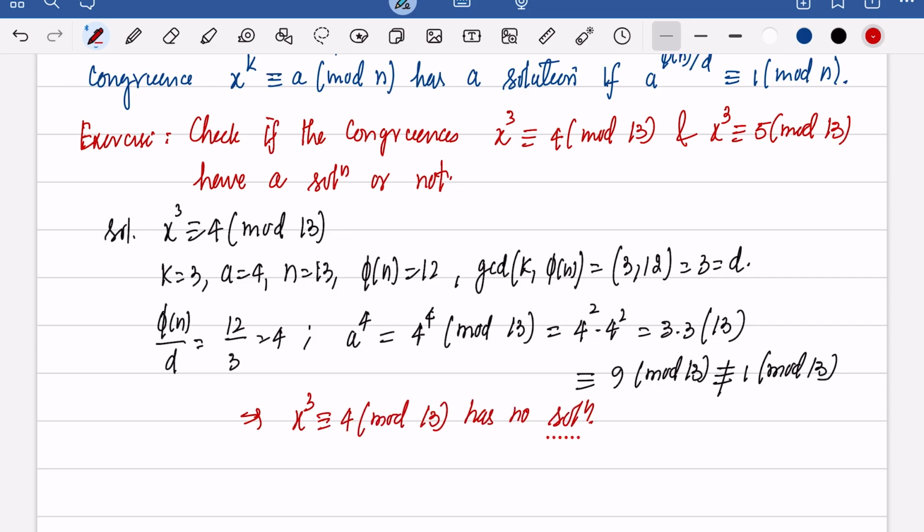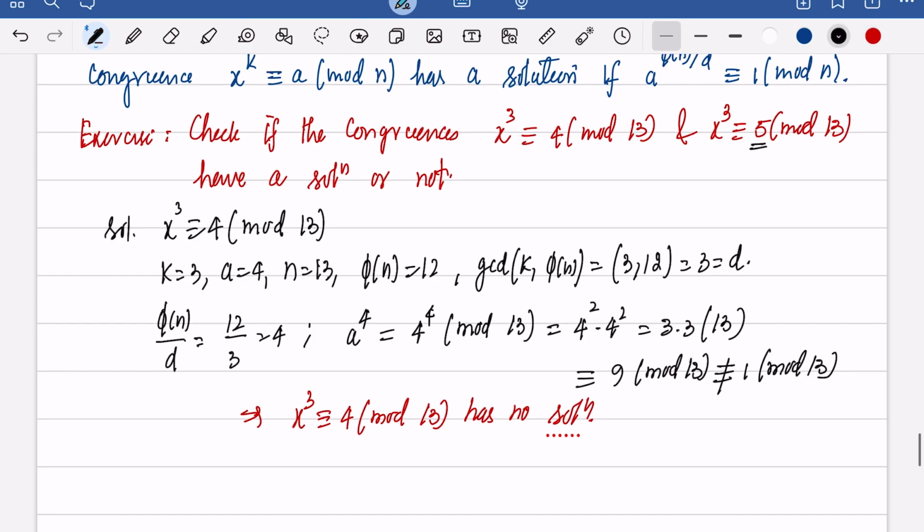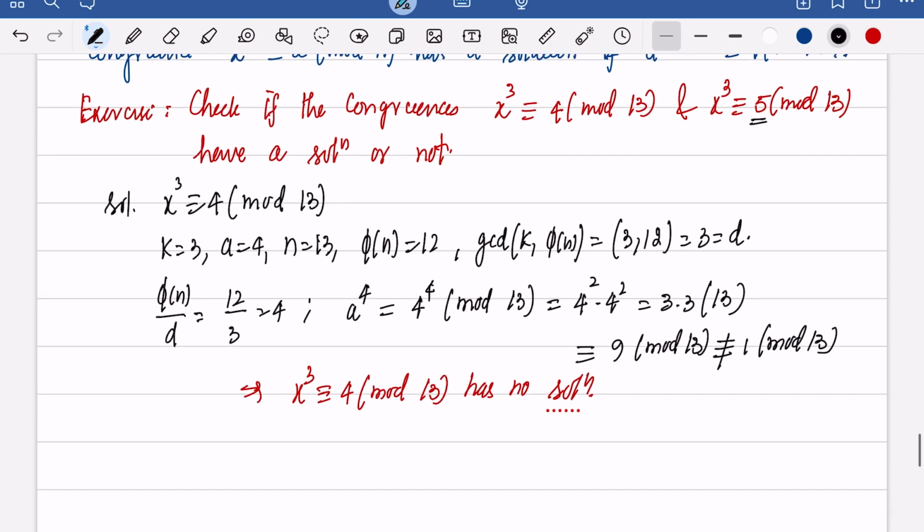Now similarly for the second congruence, we just have to change the value of a, the remaining is all the same. Now for a to be 5, we can write 5^4 mod 13. We need to check whether this is 1 or not 1. If it is 1, then it has a solution. Now 5^4 can be written as 5^2 into 5^2 mod 13.